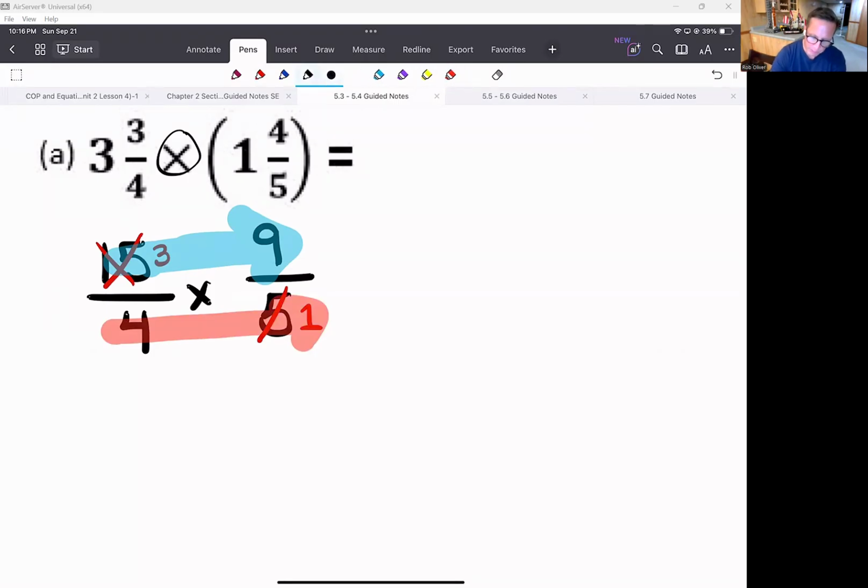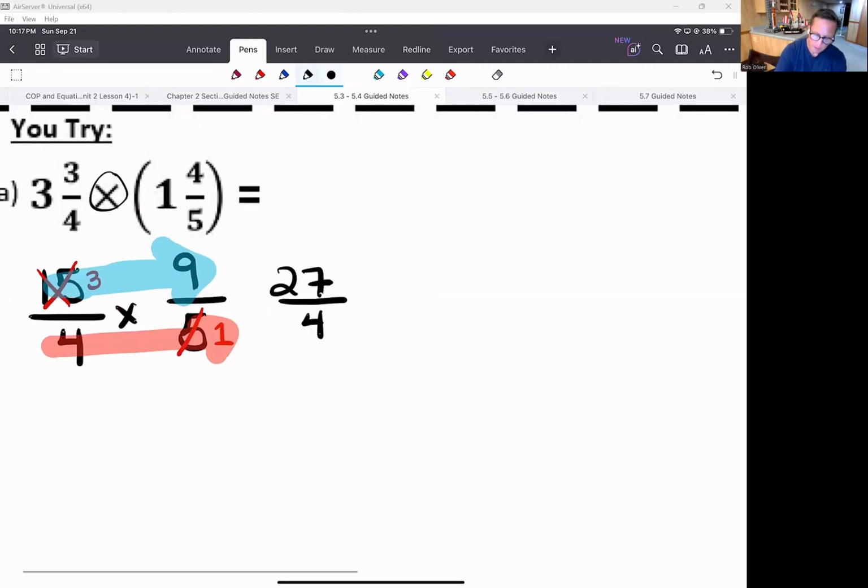All right, so what do we get? We get 27 over 4. 3 times 9, 4 times 1. And then change that into a mixed number. You get 6 3/4.